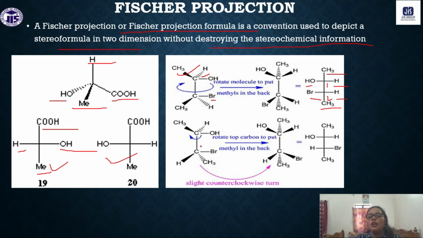If this is clockwise, and we rotate this molecule anti-clockwise, what will happen? Again the OH group will be on the left hand side and the Br group will be on the right hand side. You can see here, look.